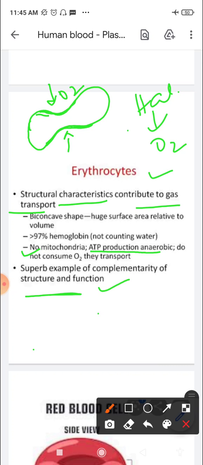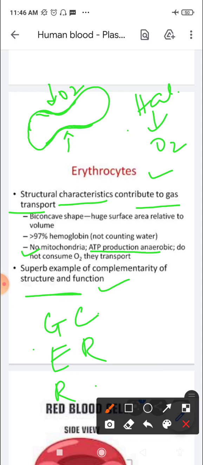So the mammalian RBC is without the cytoplasmic organelles. Like the mitochondria, even the Golgi complex is not found inside. Endoplasmic reticulum is also not found. Ribosomes are also not found, right? So that's about the structure and how the structure helps in the contribution of its function, right?